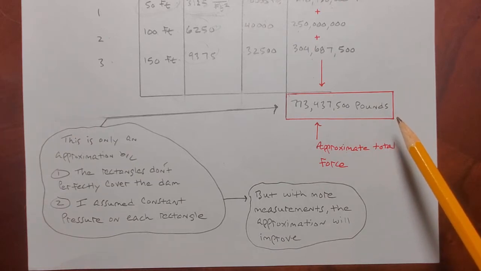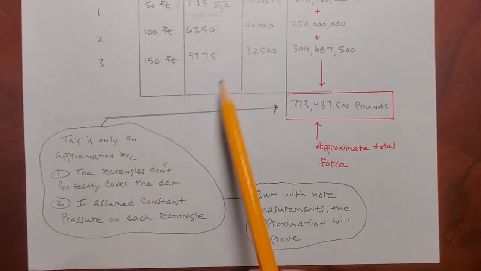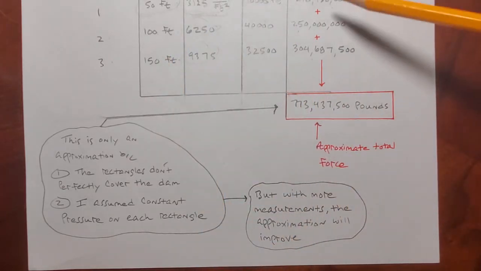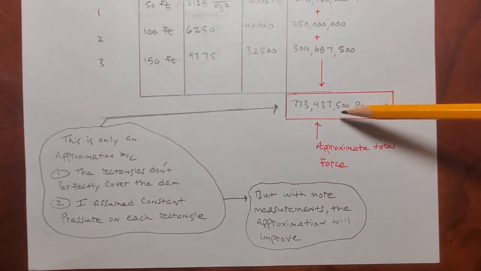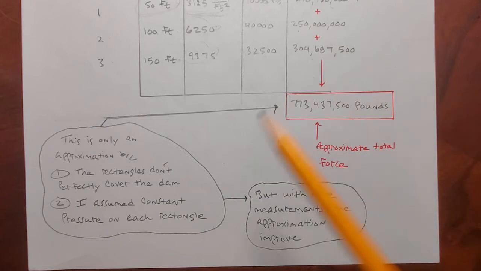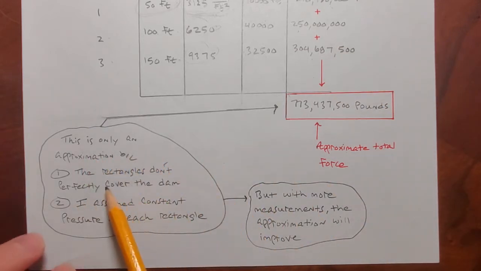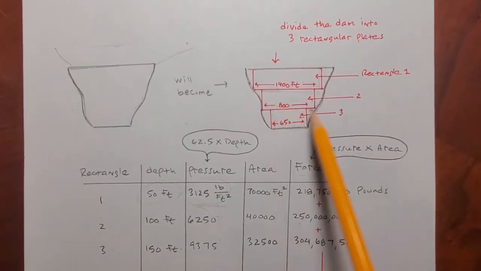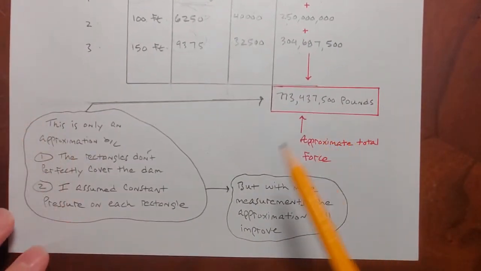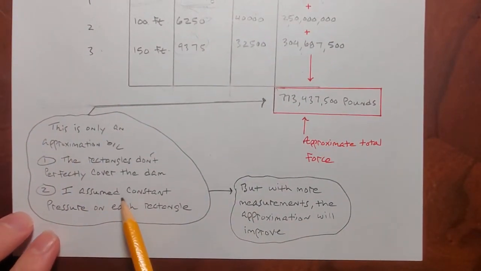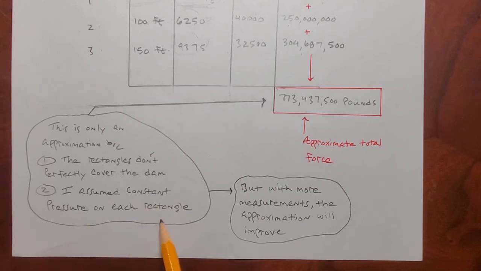All right. Now remember, this is a Riemann sum. When I calculate this and add it together, that really is a Riemann sum. It's only an approximation because, on one hand, the rectangles don't perfectly cover the dam. They don't fit perfectly. And two, I'm assuming, as I mentioned, constant pressure on each rectangle, even though that's not really true. But with more measurements, the approximation can improve.